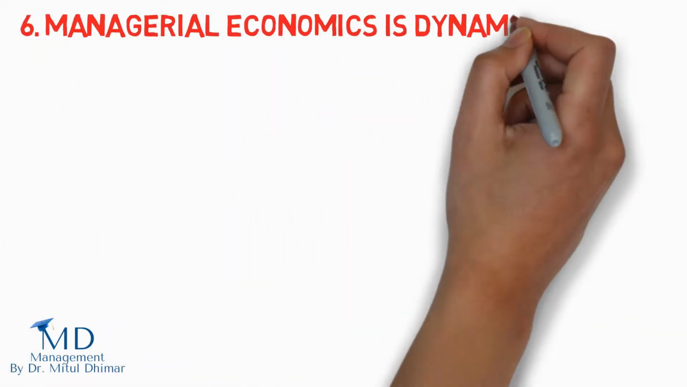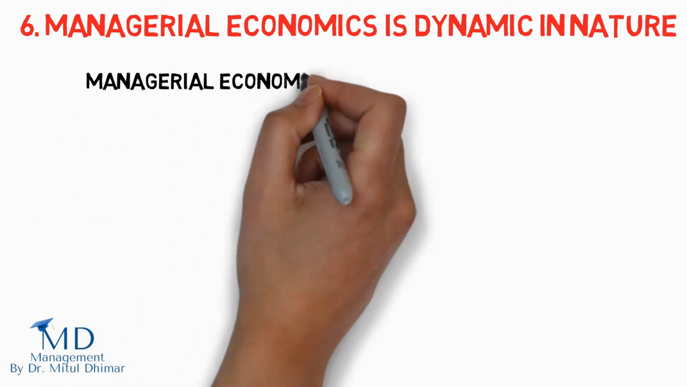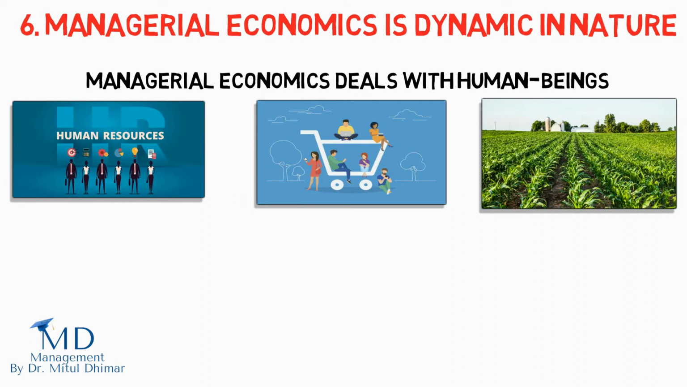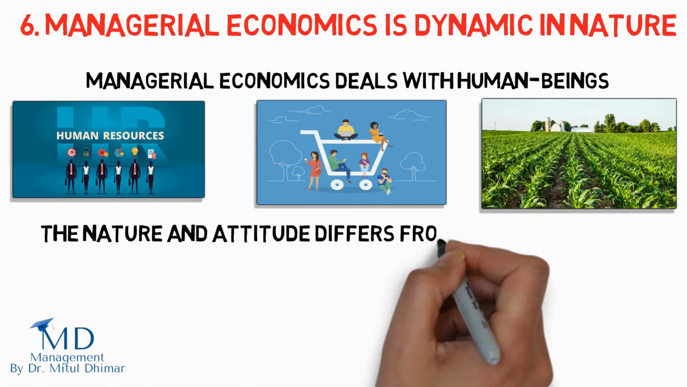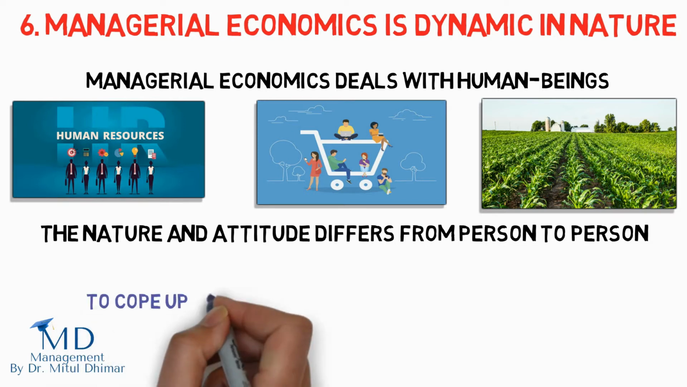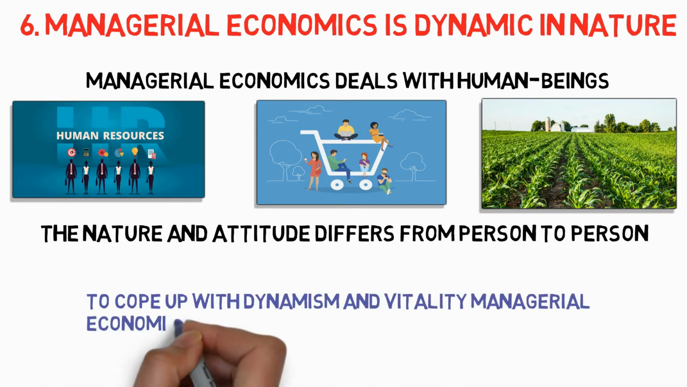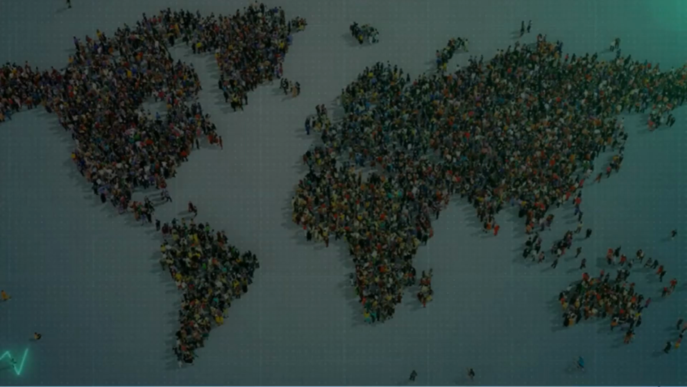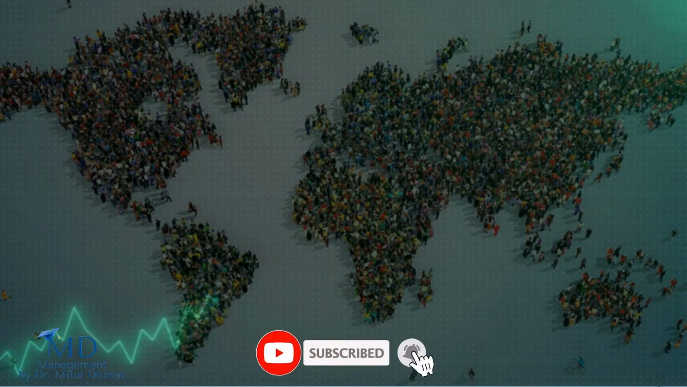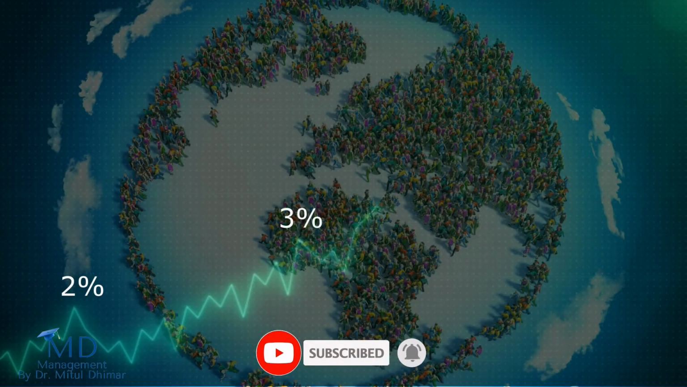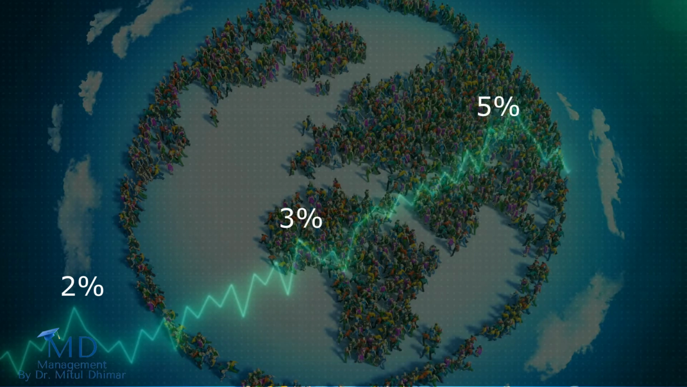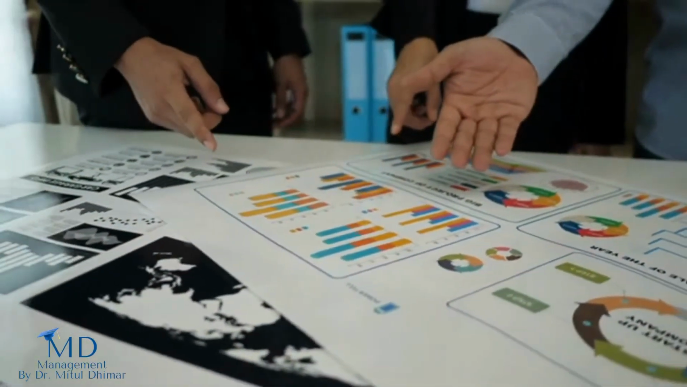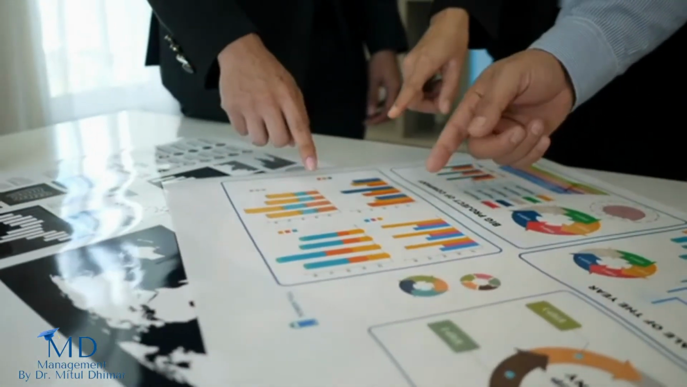Managerial economics is dynamic in nature. Managerial economics deals with human beings, that is human resource, consumers, producers, etc. The nature and attitude differs from person to person. Thus, to cope up with dynamism and vitality, managerial economics also changes itself over a period of time. For example, the population of a country may increase at a rate of 2% in the first year, 3% in the second year, and 5% in the third year. If the other economic variables change at unequal rates, the rate of output will also change at different times.